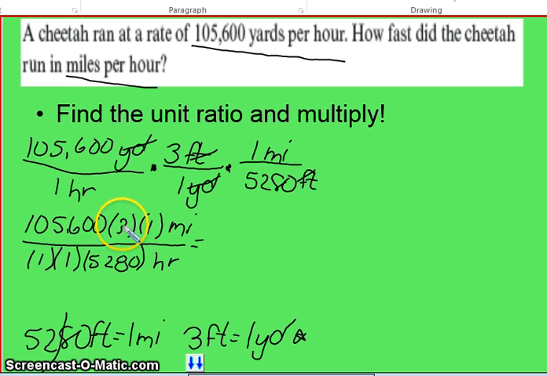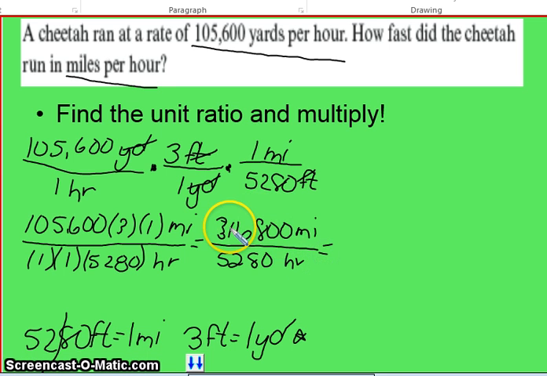When I multiply 105,600 by 3 by 1, I'm going to get 316,800 miles divided by 1 times 1 is 1 times 5,280 is 5,280 hours. And then I'll go ahead and do my division. 316,800 divided by 5,280 gets me 60. And my units are miles divided by hours, or miles per hour.